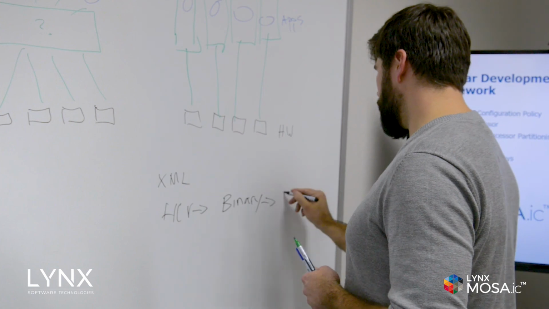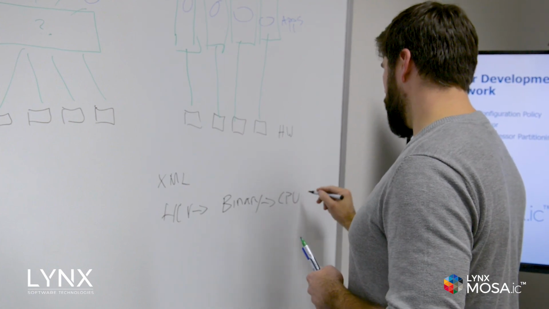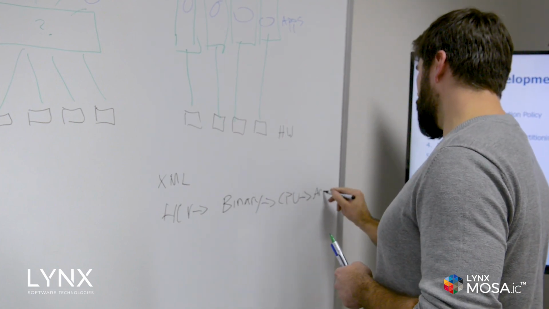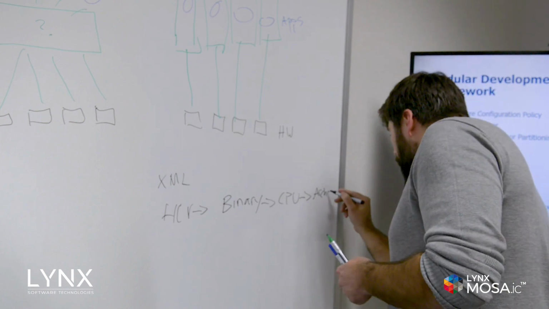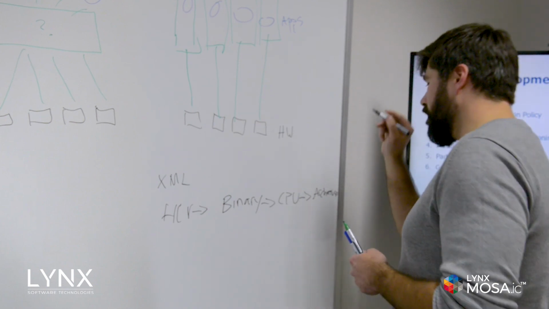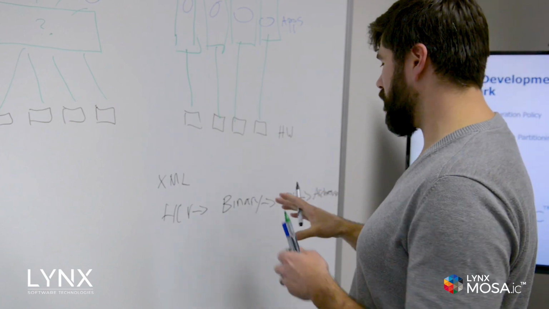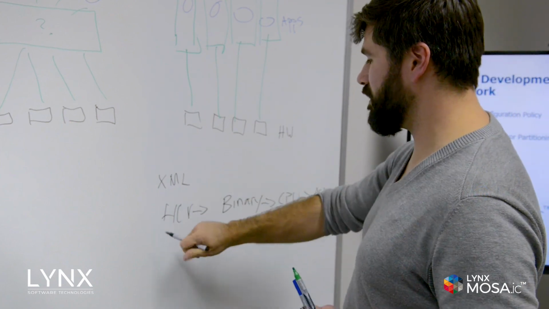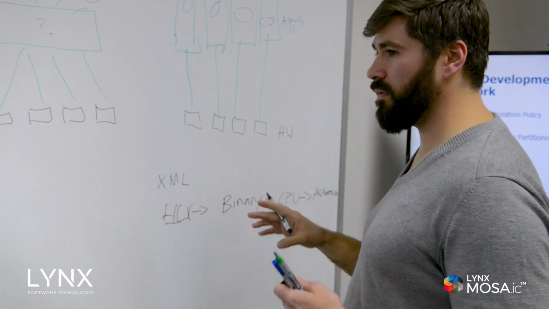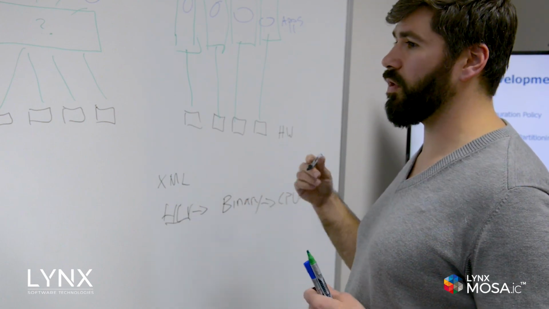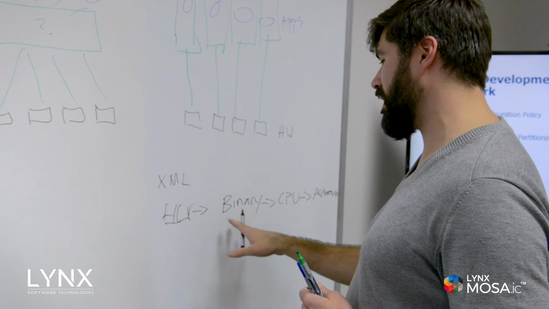So the binary goes in the CPU, and the first thing that you get is architecture. So these are constraints. That comes up first. What's so cool about the HCV is that it's all traceable. It can be traced into your system requirements. You can also trace it down.